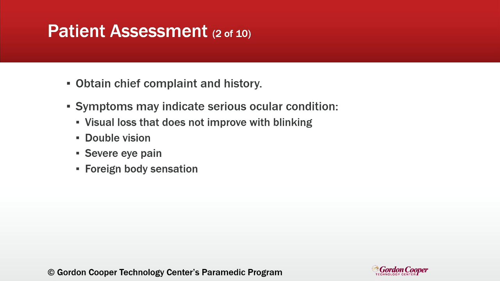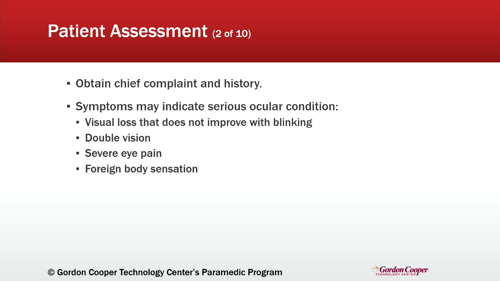Symptoms that may indicate a serious ocular condition are things such as vision loss, especially that doesn't improve when the patient blinks. Vision loss doesn't necessarily mean that they can't see anything and it's just black. It could mean that things are just so blurry and out of focus that they can't see anything. If blinking doesn't improve that, we need to make note of that. Also double vision, or severe eye pain.